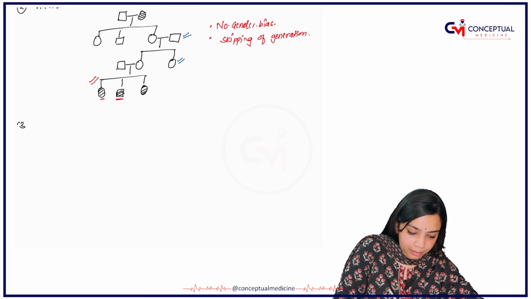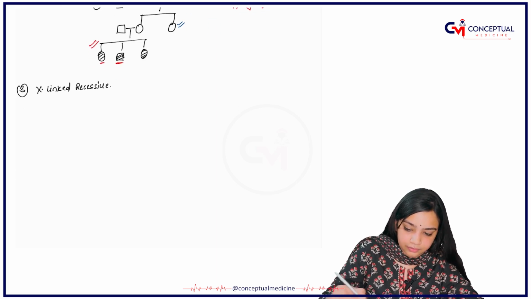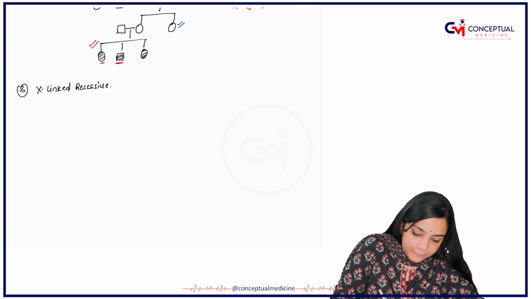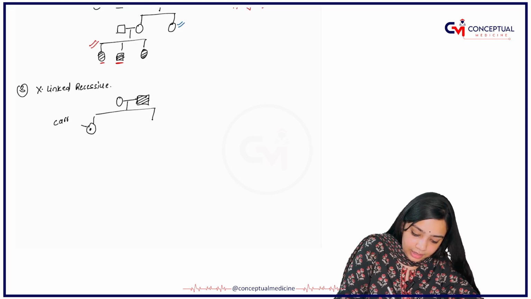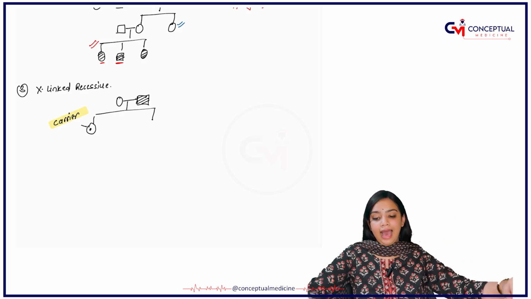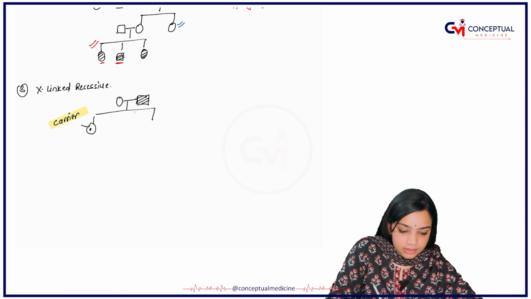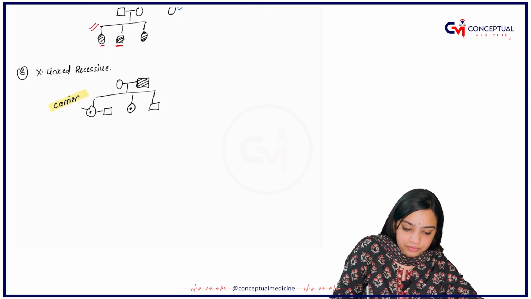Next that you have is about the X-linked recessive. For the X-linked recessive, draw the pedigree with me. You have a female, you have a male, the male is affected. Then they had their offsprings. What does this represent? This represents that it is a carrier stage. It represents that it is the carrier. Next thing is, the female is a carrier, had a marriage, other offsprings are also there. Female is a carrier, male is not affected.